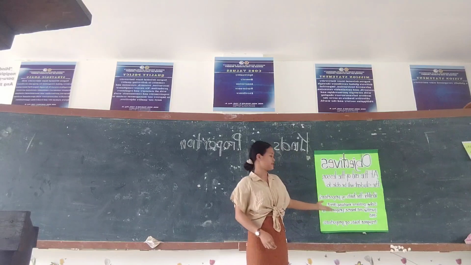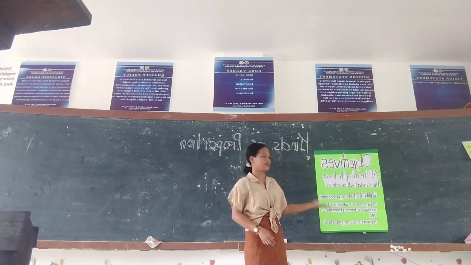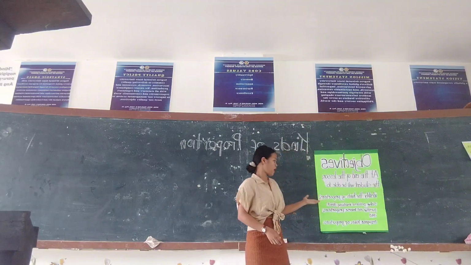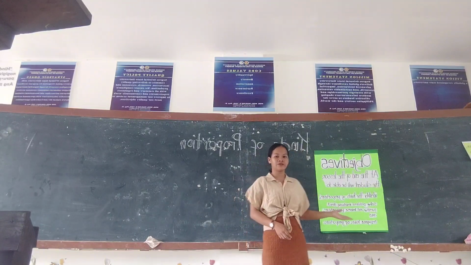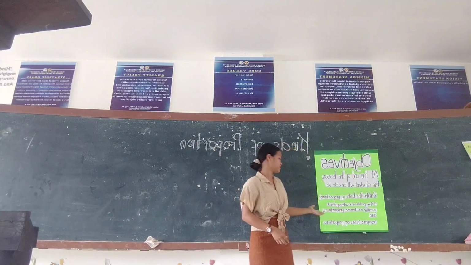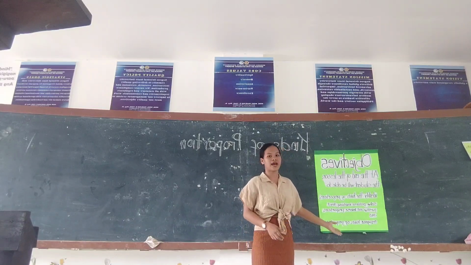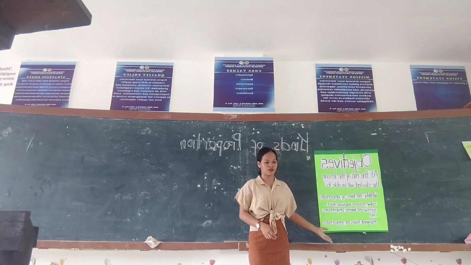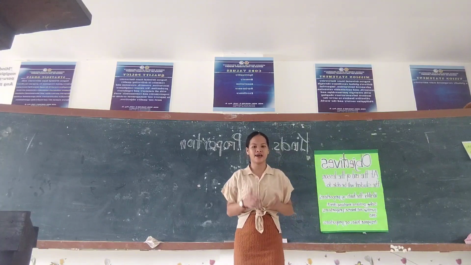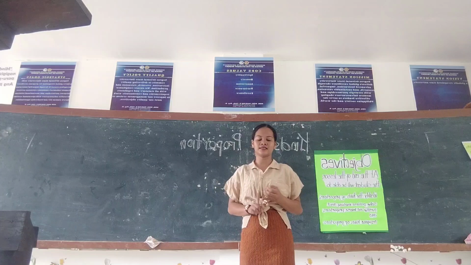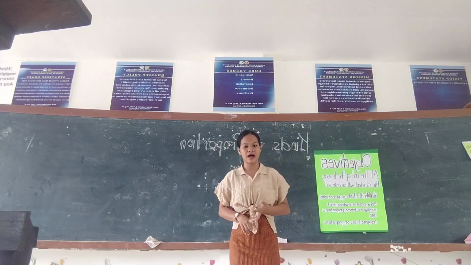First is to identify the kinds of proportion. Next is to solve problems involving direct, partitive, and inverse proportions. And then the last one is to recognize the kinds of proportion. Now there are three kinds of proportion. First is the direct proportion, second is the partitive, and the last one is the inverse.